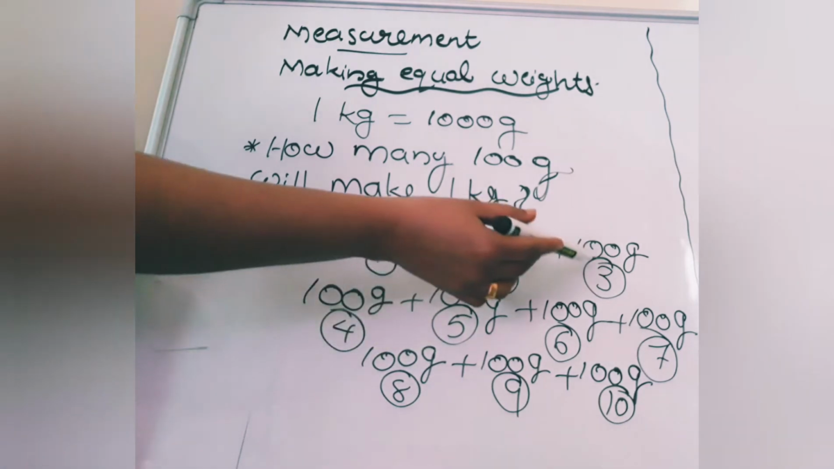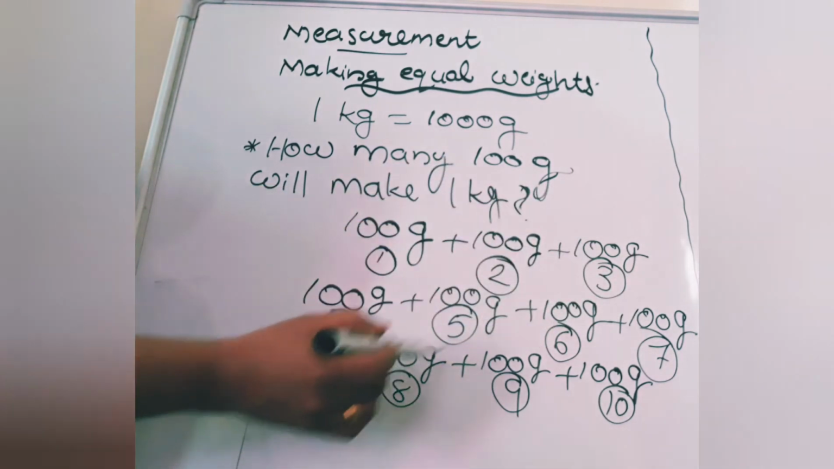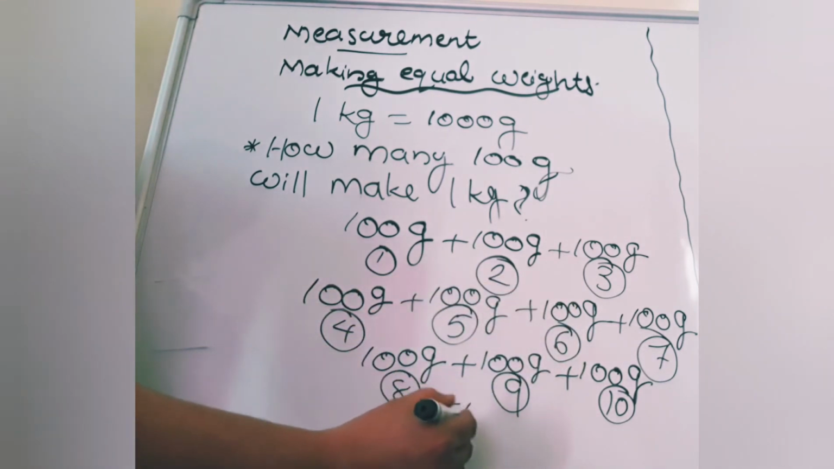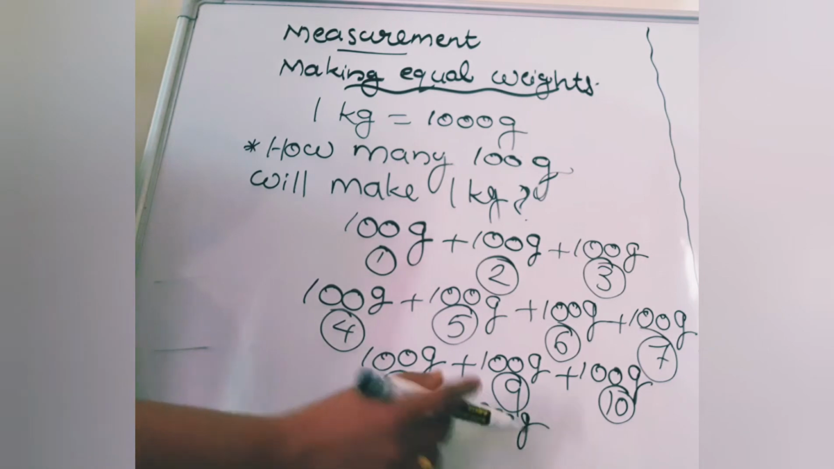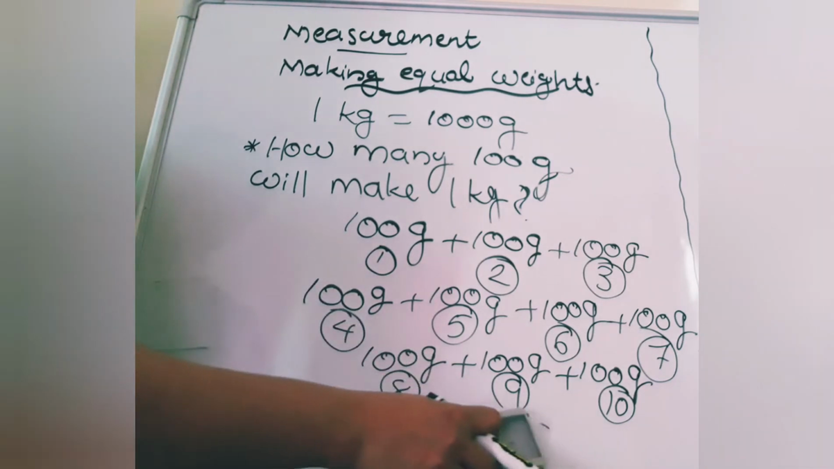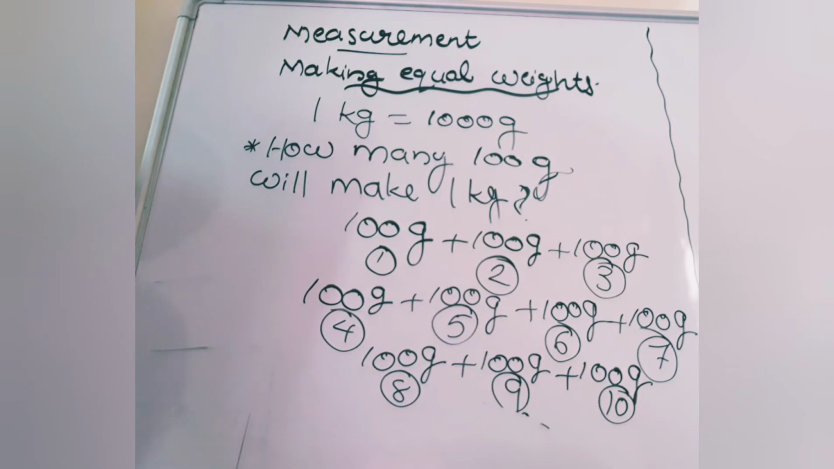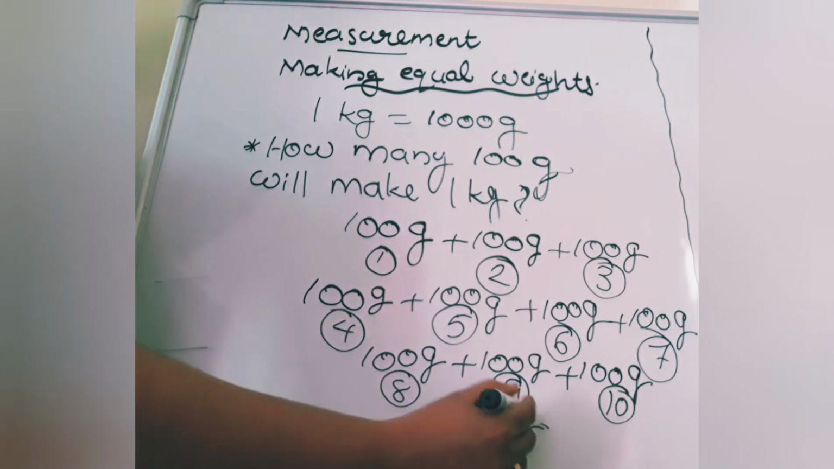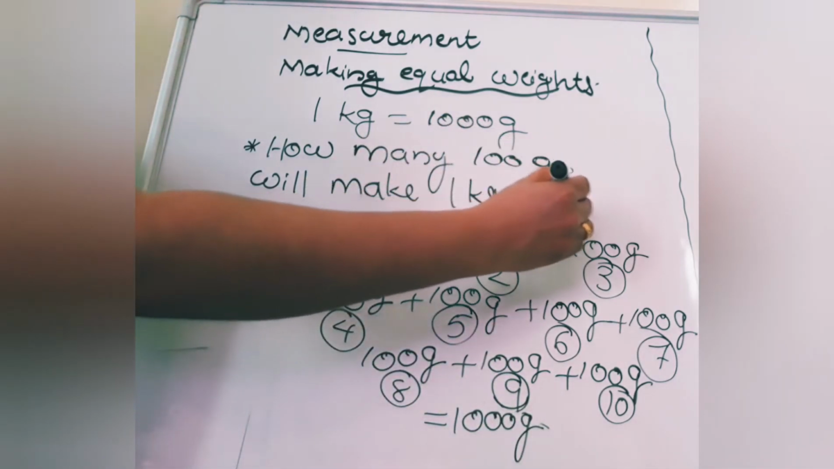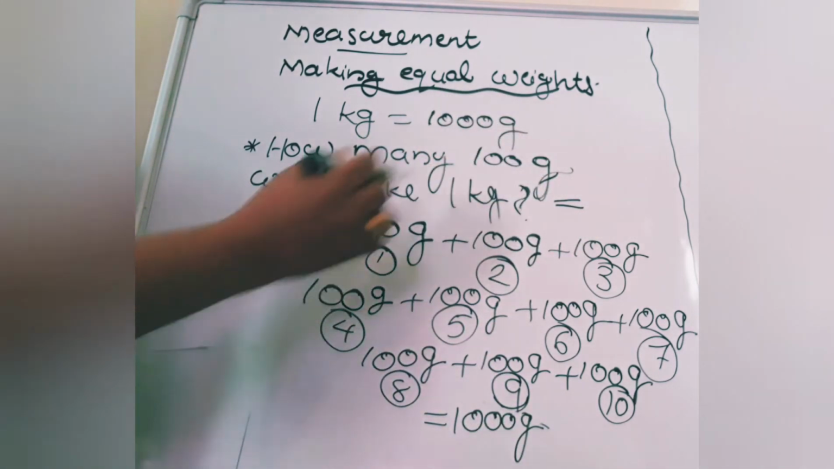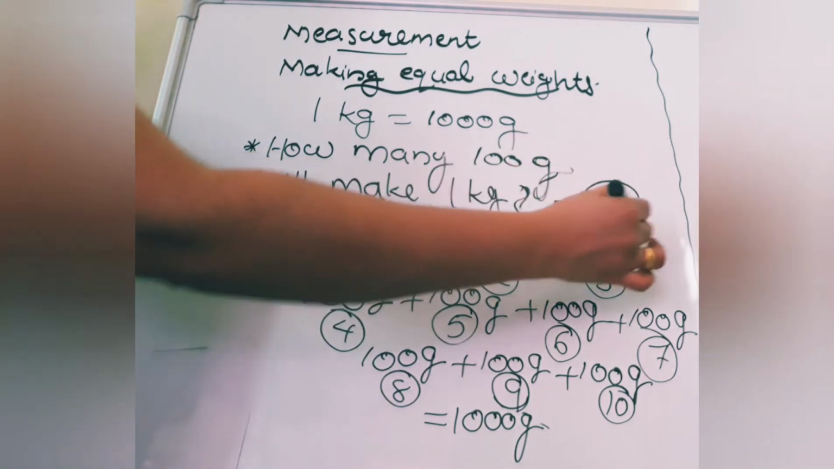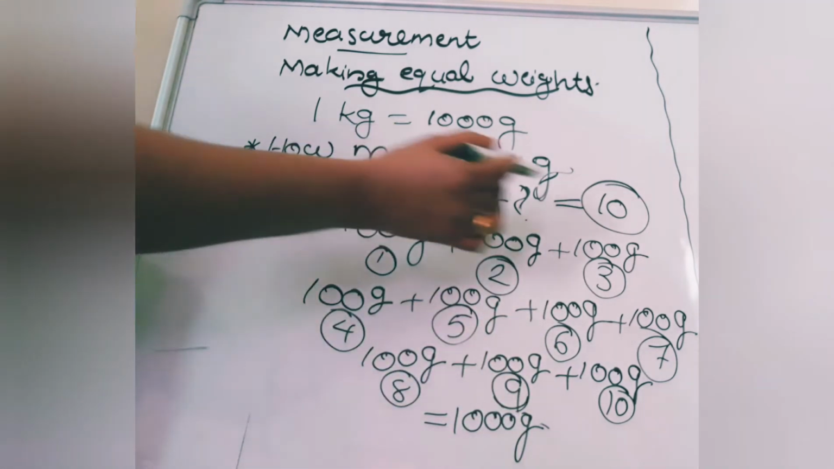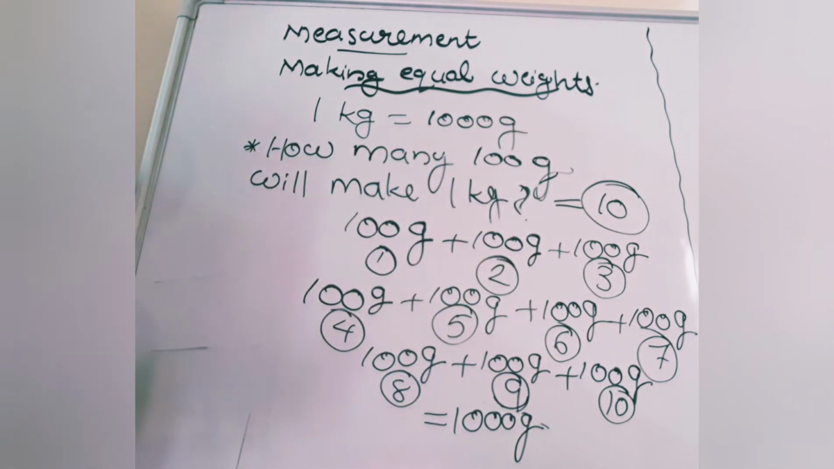100 plus 100, 200, 300, 400, 500, 600, 700, 800, 900. Then last 900 plus 100 is 1000. So answer is, now we will get 1000 gram. Is it clear? Here we can write is equal to 1000 gram. So here how many 100 gram will make 1 kg or 1000 gram? Answer is 10. 10 times 100 gram is equal to 1000 gram.